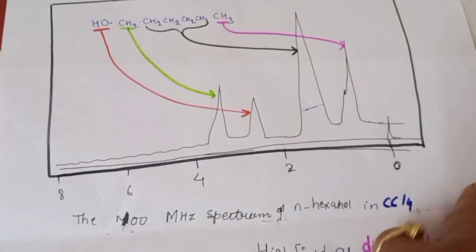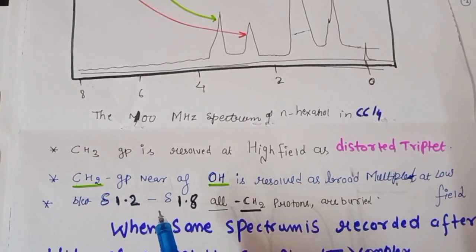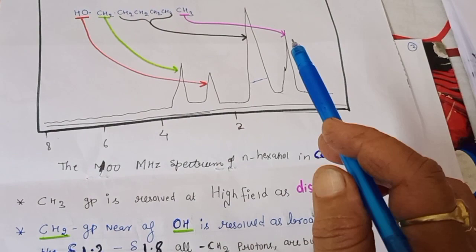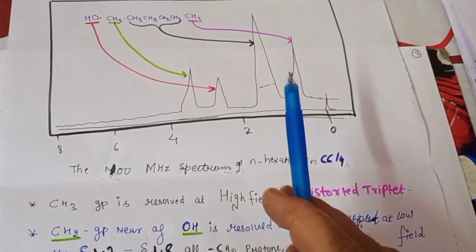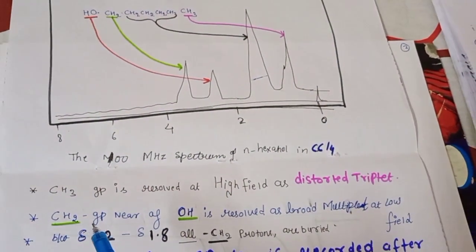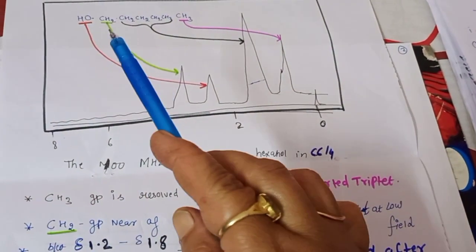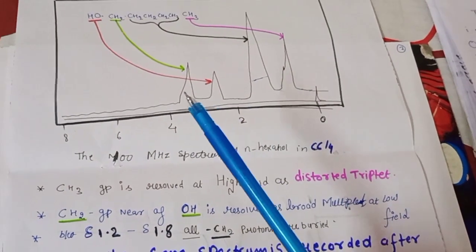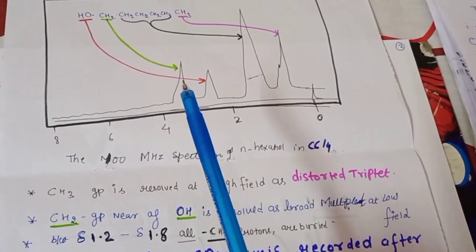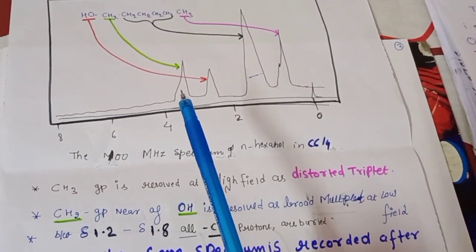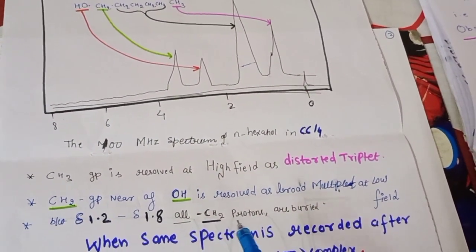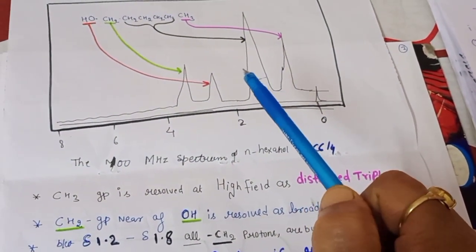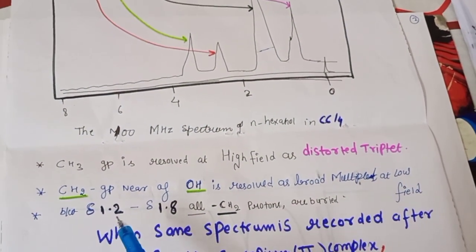So if we say that the CH3 group is resolved at high field as a distorted triplet, it means the peak we are getting for CH3 is a distorted type of triplet. The CH2 group which is near OH, marked with a green pen, is resolved as a broad multiplet at low field. Means this CH2 group is obtained as a broad peak, and all the other CH2 protons are buried in this envelope. In this peak, all our protons are present, at the value delta 1.2 to delta 1.8.